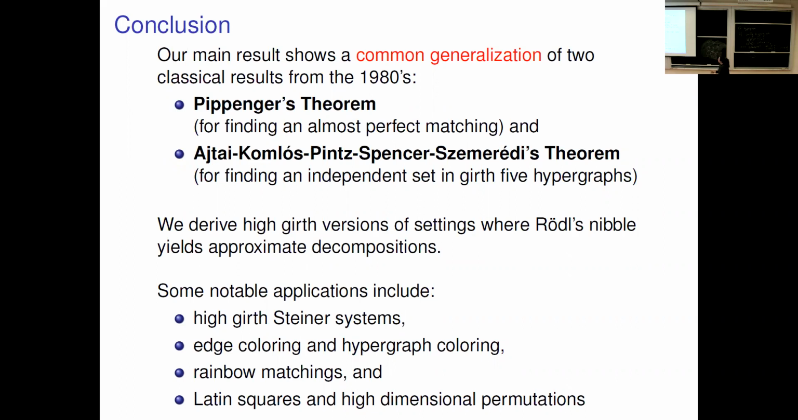And my main takeaway here is that in this realm of high-dimensional combinatorics or high-girth combinatorics, in general, any setting where you have a Rödl nibble type result, you could ask about a high girth analog if you find the right definition, and this sort of theorem will give you not only the high girth version, but in fact something a bit stronger, approximate decompositions into these high girth systems.